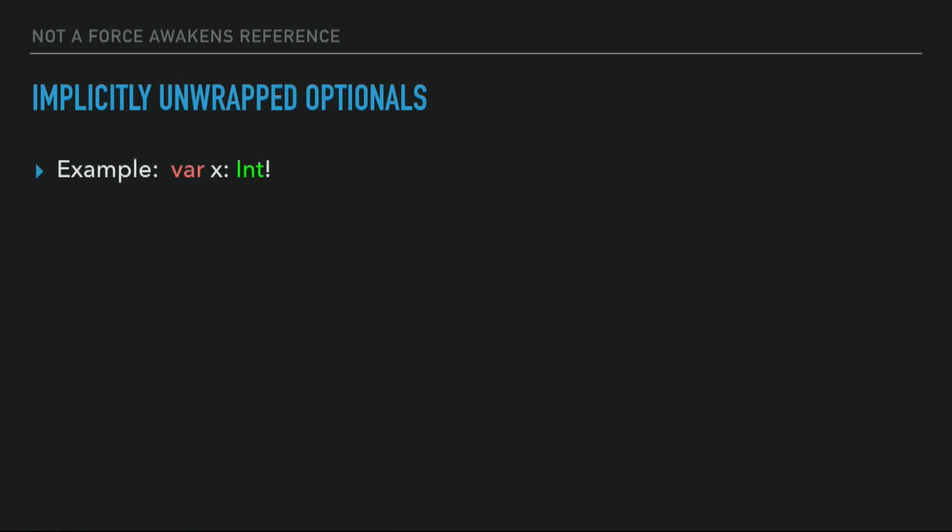Implicitly unwrapped optionals. Remember how we said there's the exclamation point, and it's kind of used in two different ways. One is we've seen it as force unwrap. This is an implicitly unwrapped optional. An implicitly unwrapped optional behaves much like an optional, except that there are certain things it will do that an optional will not. So let's look at an example.